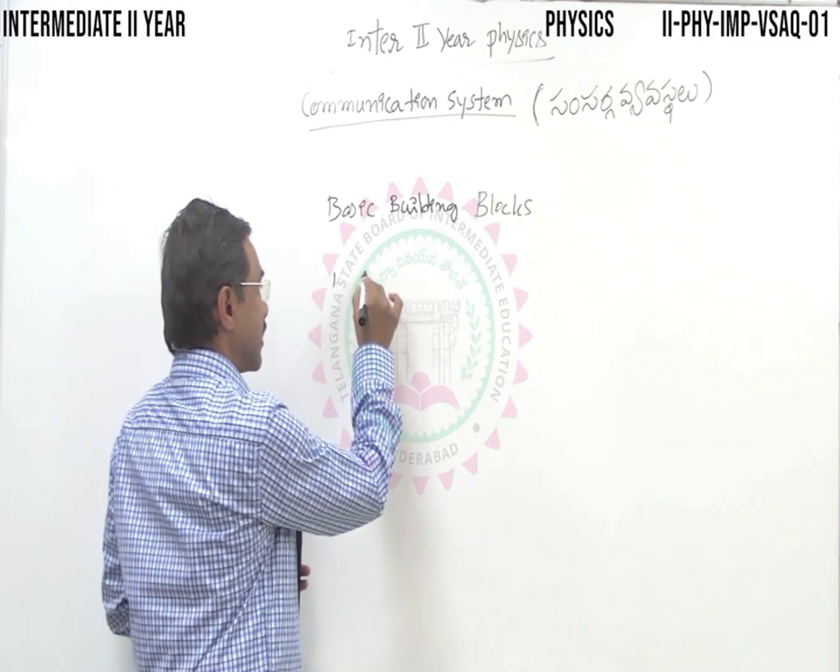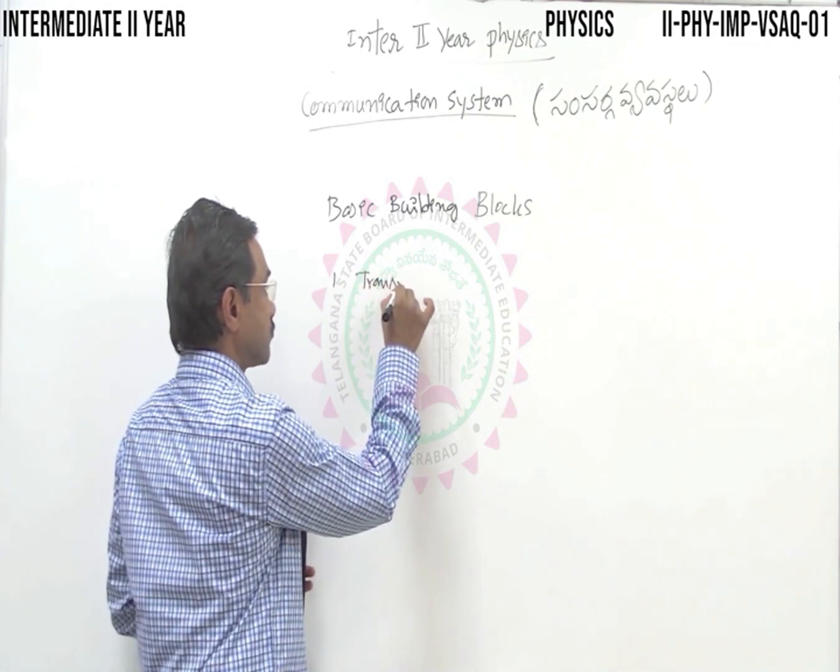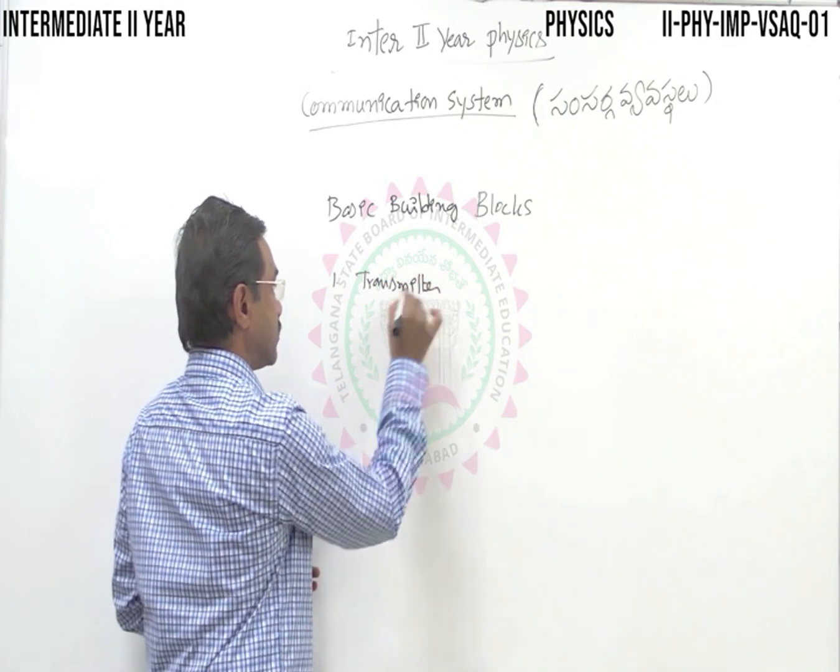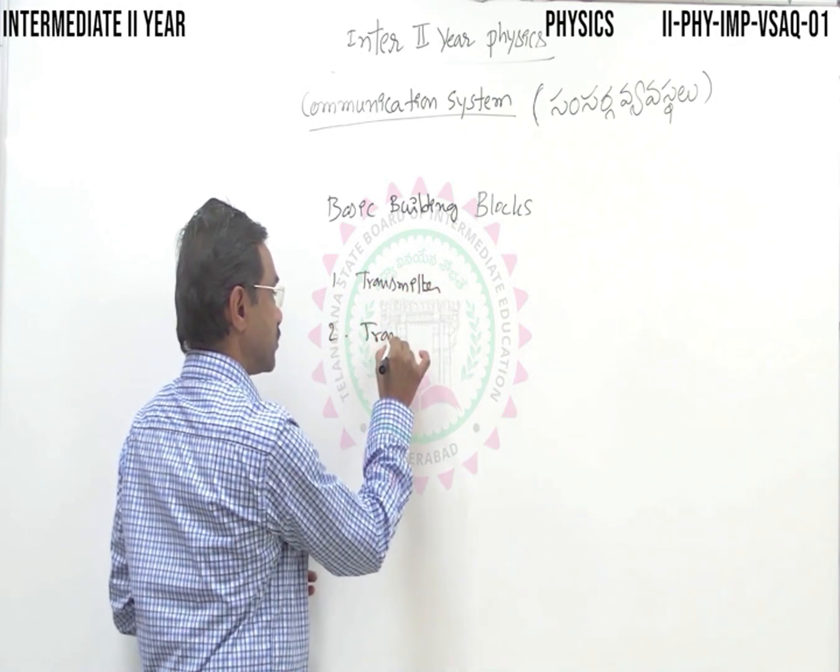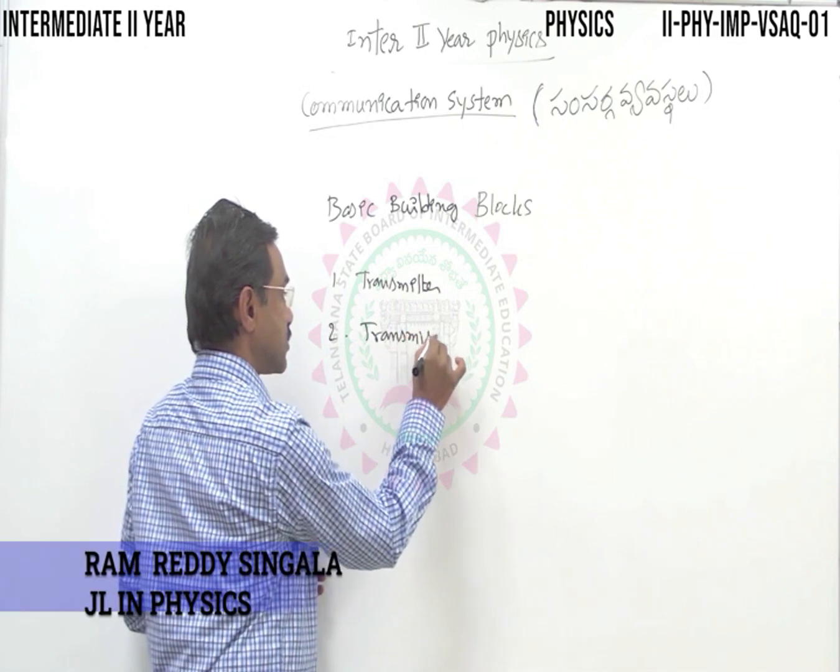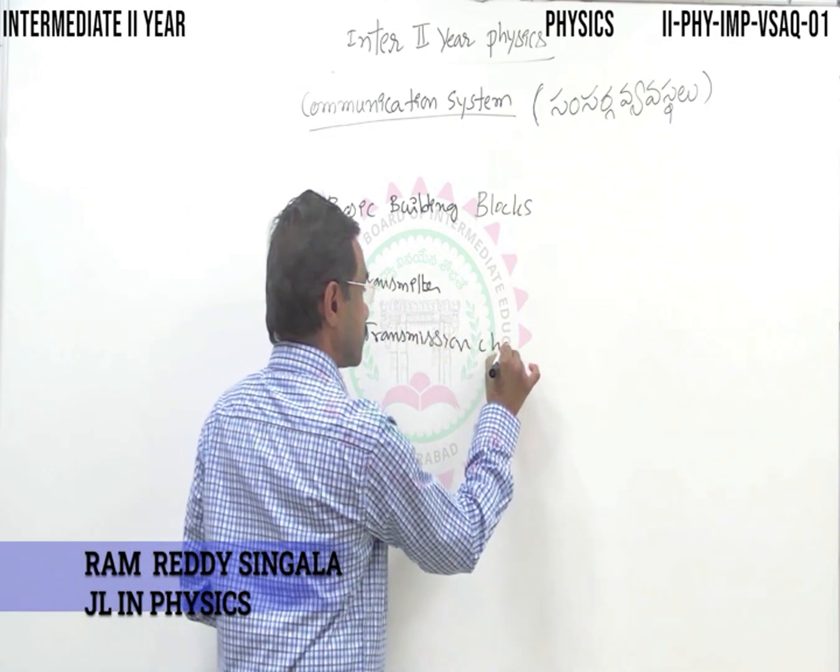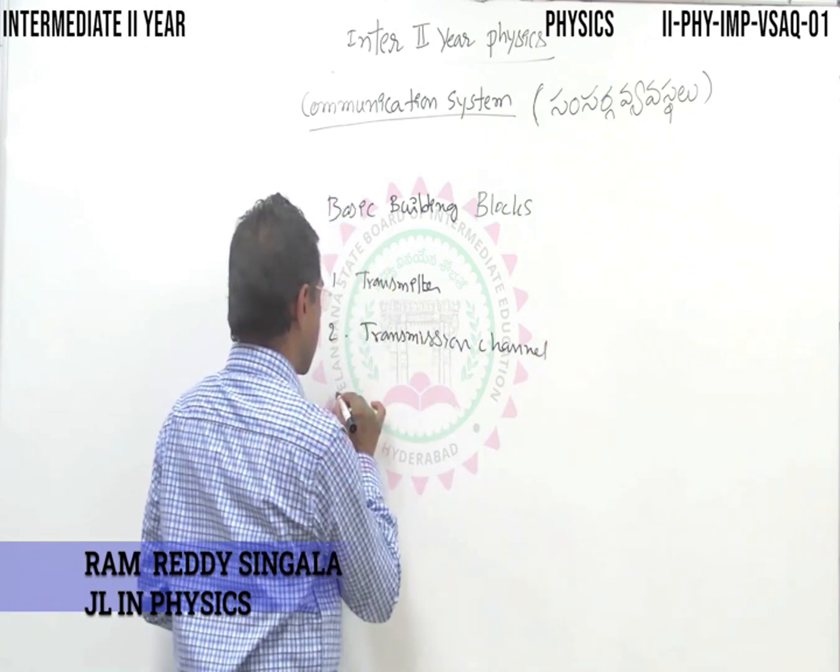One, transmitter, and then transmission channel, then receiver.